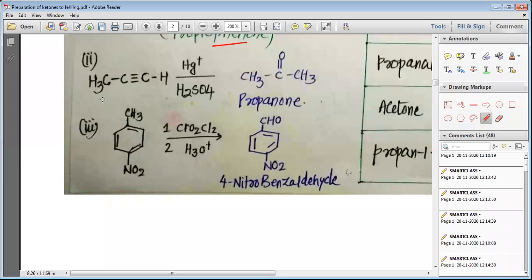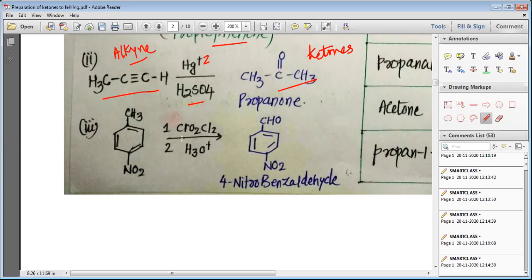Then, my dear students, this reaction we call oxymercuration. Here we have Hg plus 2 ion in the presence of H2SO4. This simply converts this alkyne into a ketone directly. So you can see that from the propyne we directly get propanone.